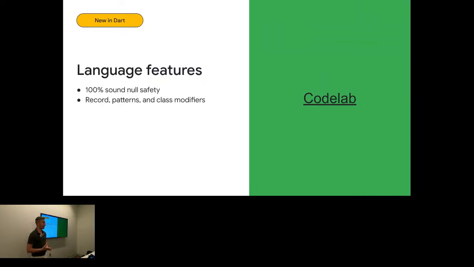And then they added a few kind of modern, not structures, but different patterns to use: records, patterns, and class modifiers. But we have a code lab to talk about that. So any questions about Dart and kind of how that's changed?